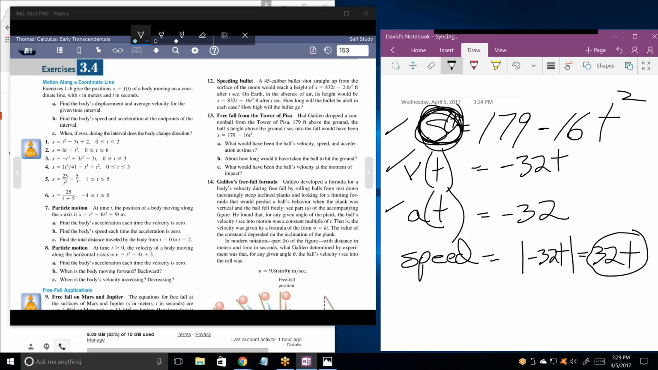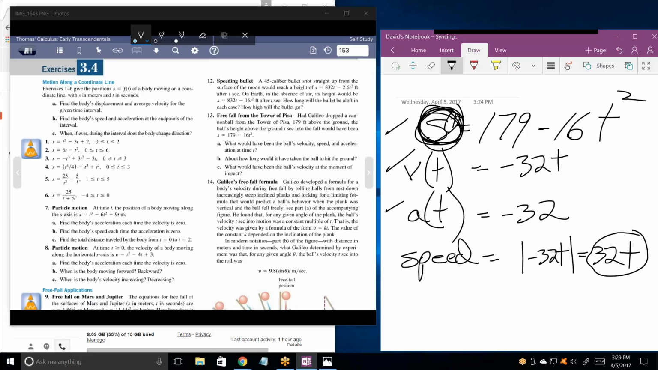Because look at our position function, that's t squared. So if I want to solve for when t gives a height of 0, then I would have to take the square root of it. Okay. And that gives you the answer to B.